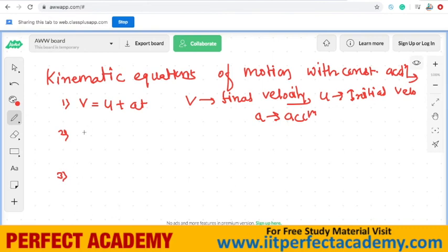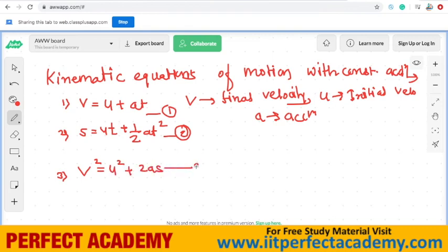The second equation of motion we write as s = ut + half at square. This is the second equation of motion. And the third equation of motion we write as v square = u square + 2as. So remember these three equations.